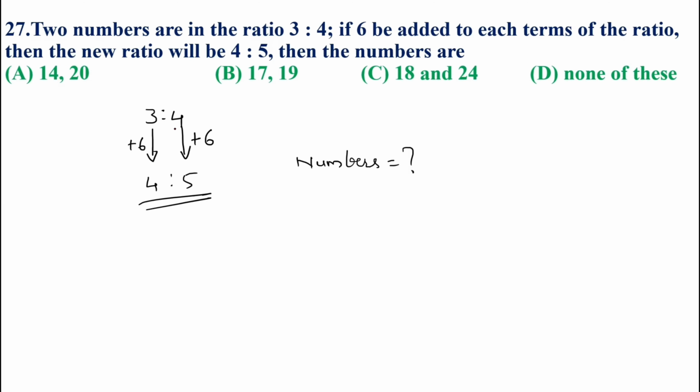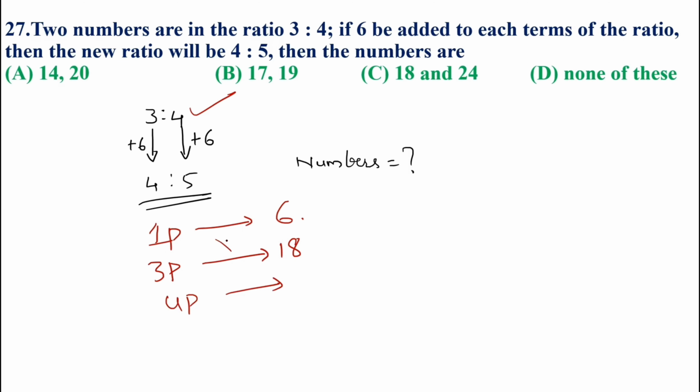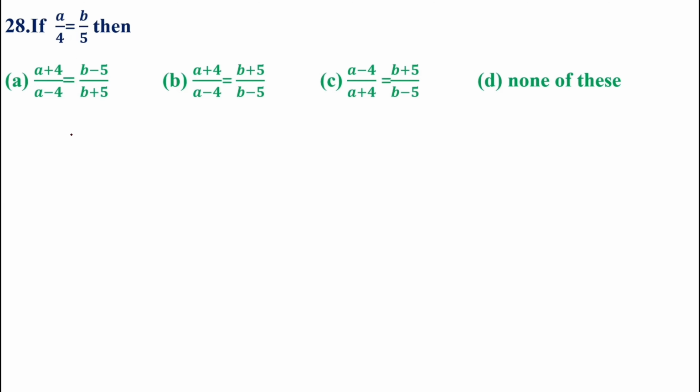3, 4. What is the difference? 1. 4, 5. What is the difference? 1. So directly we can take 1 part is equal to 6. Then initially, what are the numbers? So 3 parts is automatically 18, and 4 parts is 4 into 6, 24. So 18, 24. Option C is the correct answer.